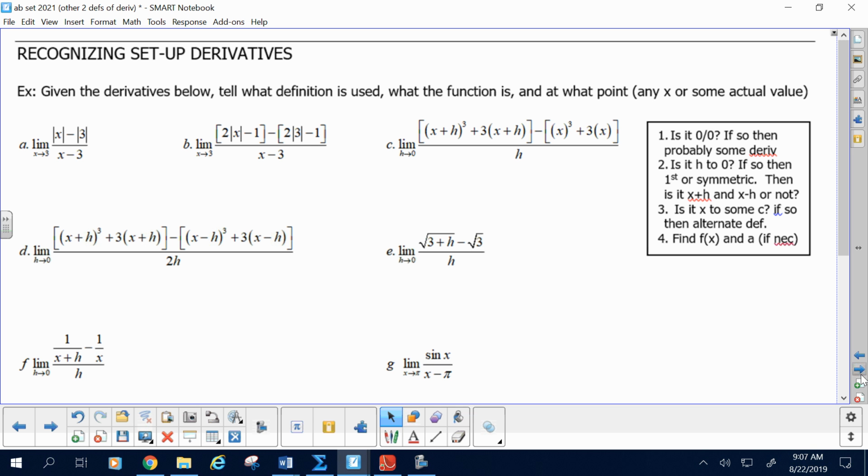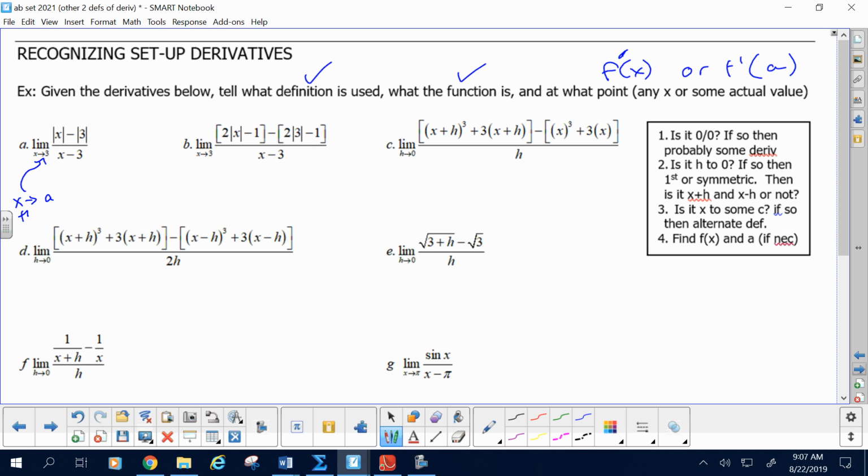So eventually you're going to want to go backwards. They're going to give you a limit setup, and they're going to ask what they are doing. So, for example, these are all derivatives, and your goal is to say what definition is used, what the function is, and is it f at x, f prime at x, or is it f prime at a certain constant? So for this guy, if you see x approaches 3, anytime you have x approaching a constant, think alternate. So that's the alternate definition. It's not based on a gap shrinking, which is what symmetric and first definition is.